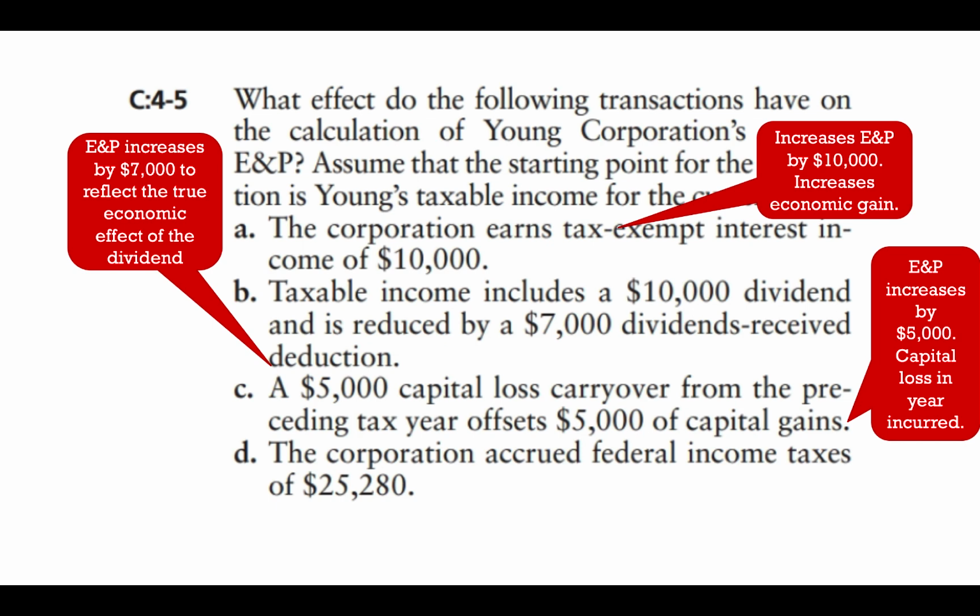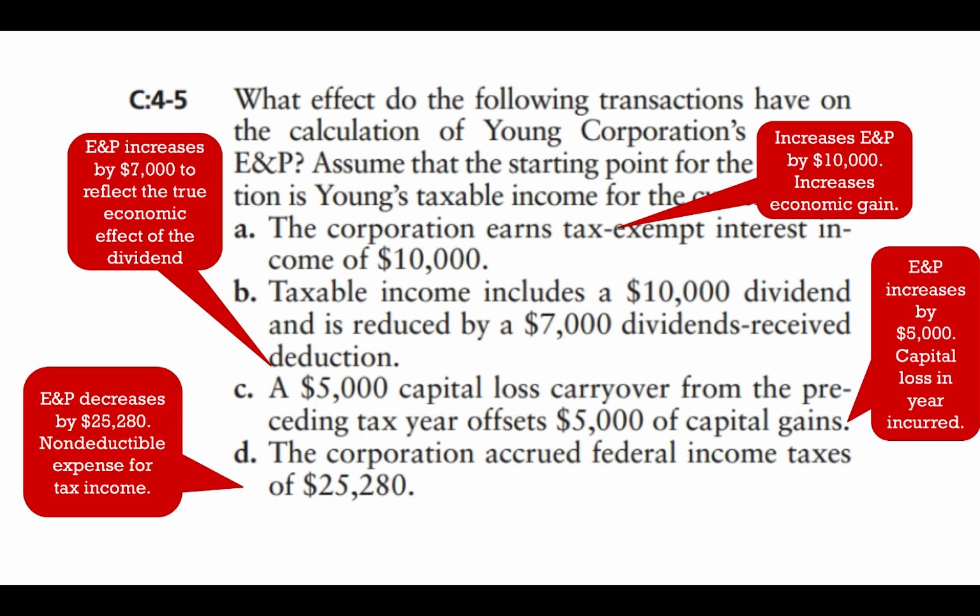And then finally, Part D, the corporation accrued federal income taxes of $25,280. We're going to decrease earnings and profits by $25,280. That amount is not going to be in my income for tax purposes. It's not a deduction for tax purposes, but I am economically worse off because of the dollars I had to pay in tax.